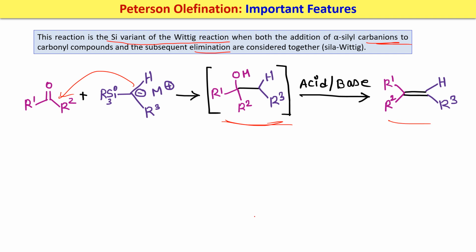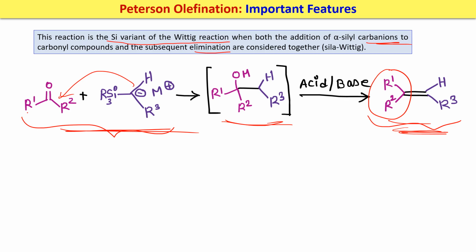E or Z as major. But that is not the focus here. The focus here is when you are considering both the steps together. Suppose you are moving from this and you are reaching up to this point. If you focus on these 2 points, then obviously, from the color also you can understand, the final alkene product has one side coming from the aldehyde or ketone, and the other side, just focus on the color, coming from this alpha silyl carbanion.